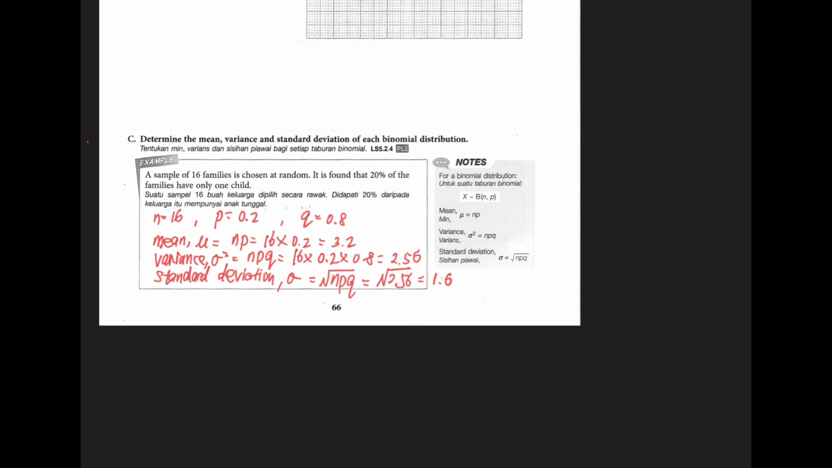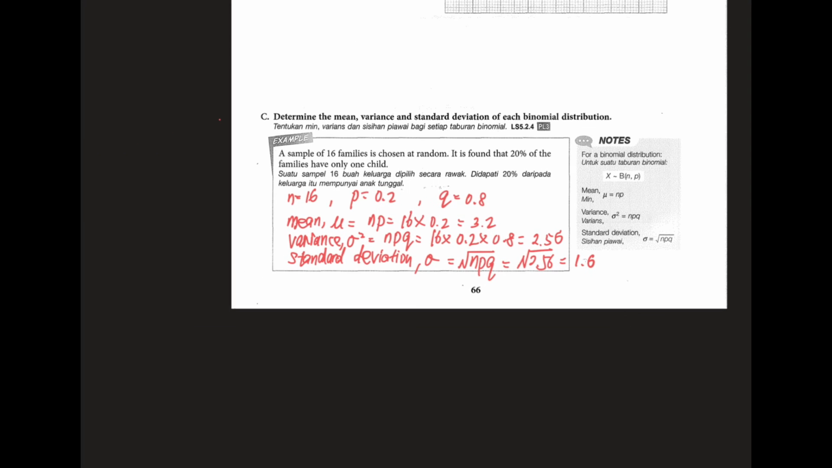Okay, so we just stick to the formula. It seems like this is kind of direct. Okay, so remember the symbol. This one is known as mu, this one is known as sigma square, this one is sigma. So mu represents mean, sigma square represents variance, sigma represents standard deviation. So they are the mathematical symbols. Okay, now let's move on.